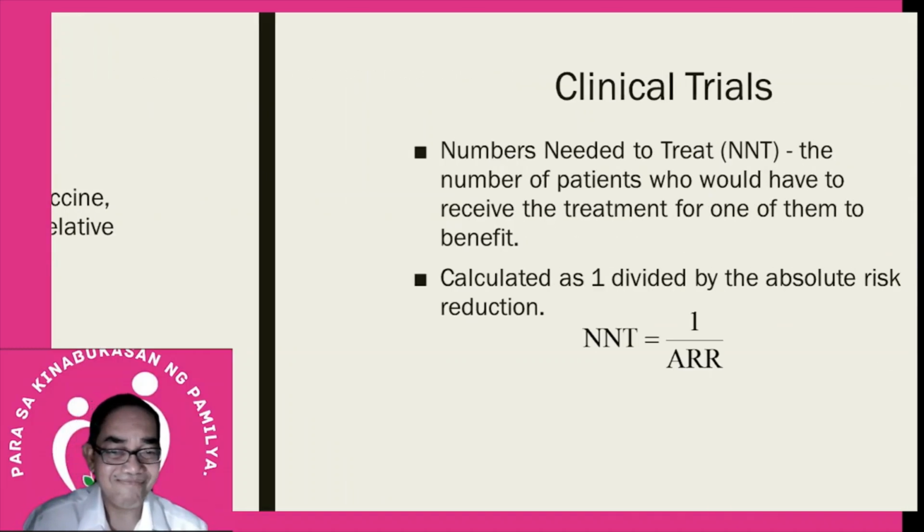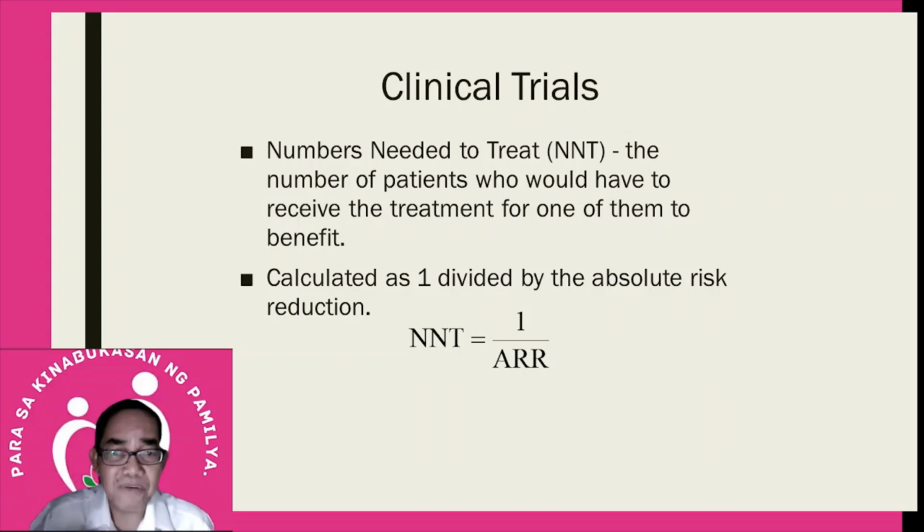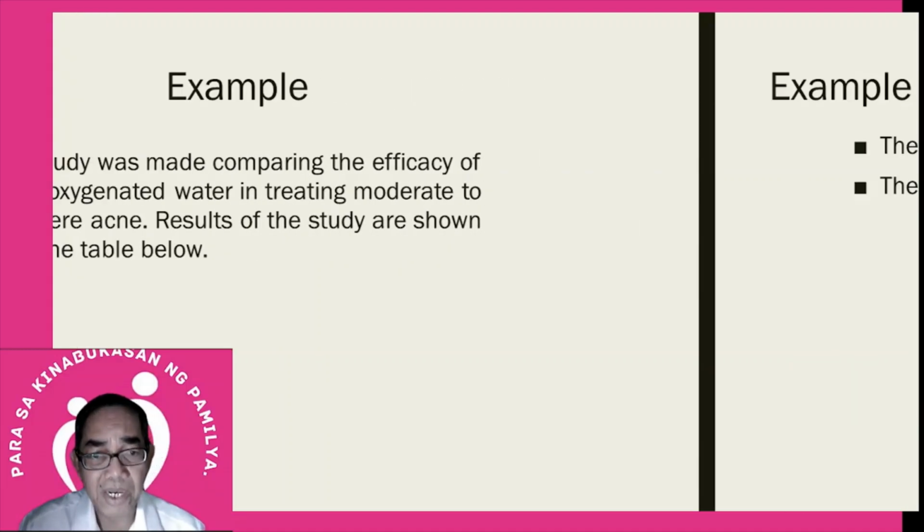Okay, so the number needed to treat is the number of patients who would have to receive the treatment for one of them to benefit from it. That's calculated as 1 divided by the absolute risk reduction. Okay, so this is the formula. And then just to give you an example, a study was made comparing the efficacy of oxygenated water in treating moderate to severe acne. Results of the study are shown below.